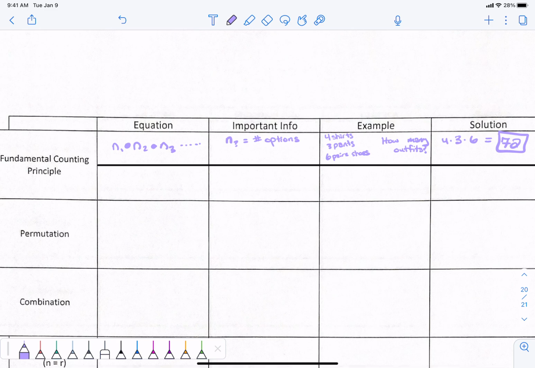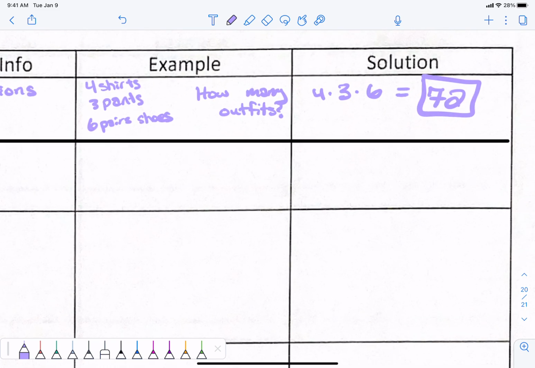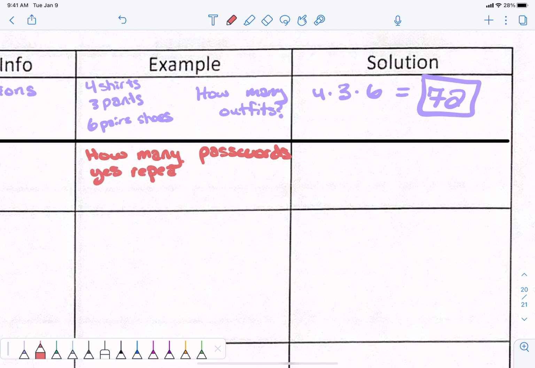Fundamental counting principle, same equation, same information, but this looks a little bit different in the way that the example is worded. You still use the fundamental counting principle, just with different wording. These were the ones that we saw on the homework assignment. So, how many passwords? Yes, repeat. 4 characters. I'm going to say 4 digits. We'll just do digits, not characters. Characters would be like numbers as well. Okay. How many passwords if we can repeat, and it has to be 4 digits long?